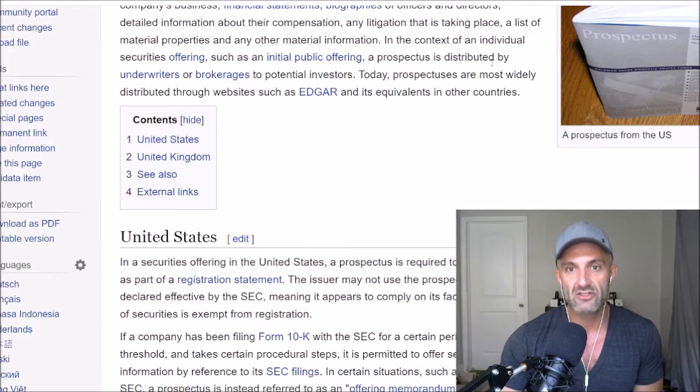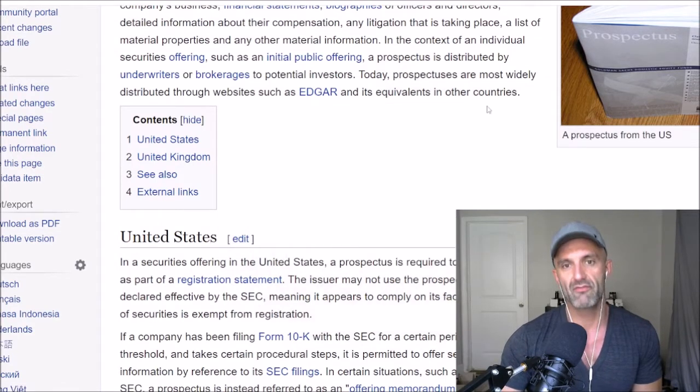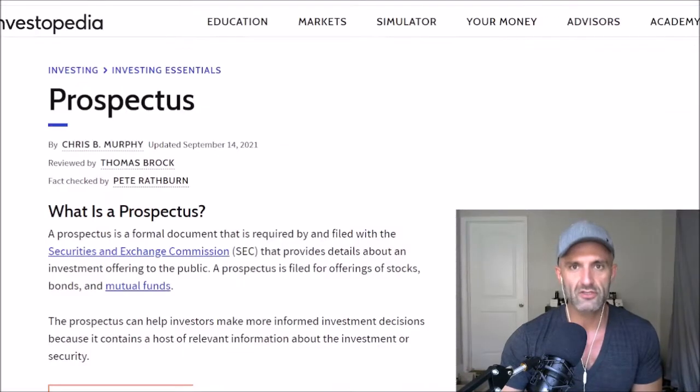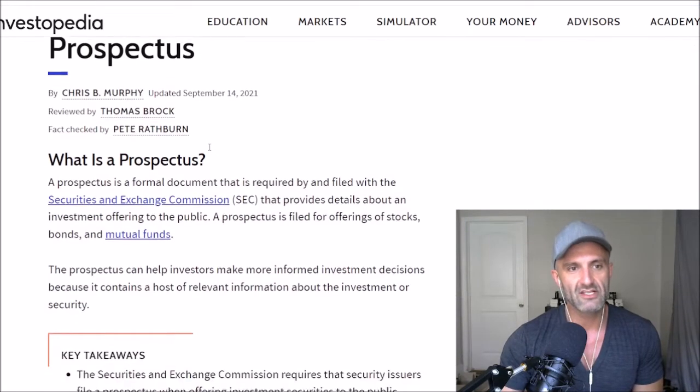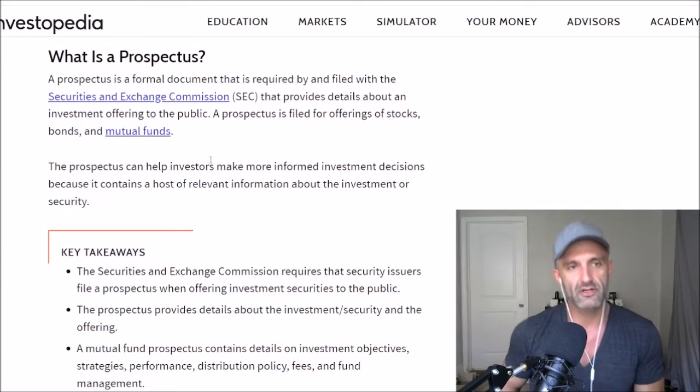A prospectus is distributed by underwriters, brokers, or potential investors. Today, prospectuses are most widely distributed through websites like Edgar. So Edgar is like a site you can also look up financial statements on. Okay, so this is on Wikipedia. Another site is Investopedia. I just want to look through this top paragraph here, and then we're going to get into some of my notes here.